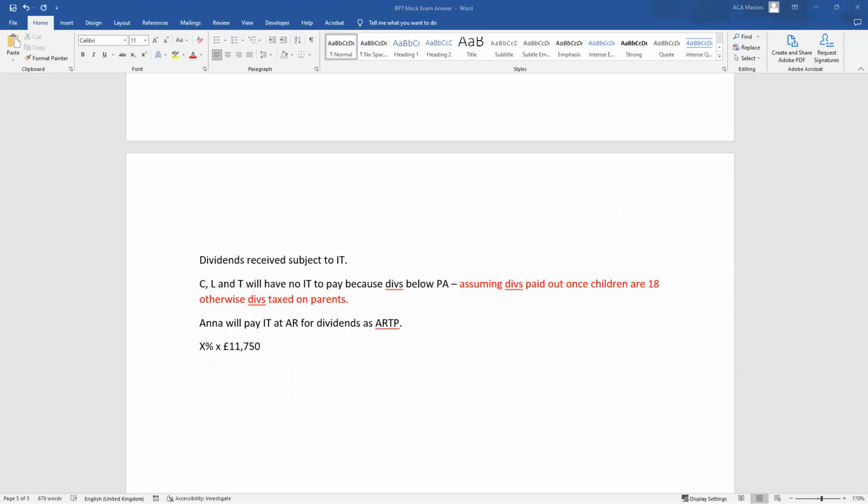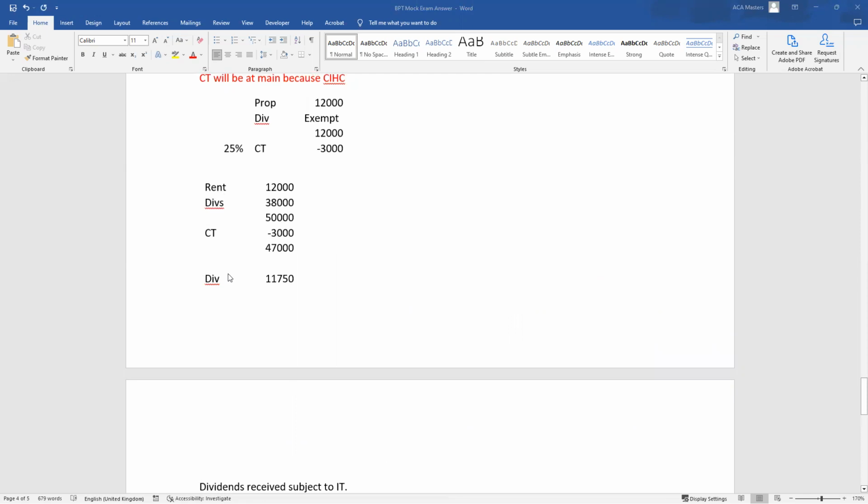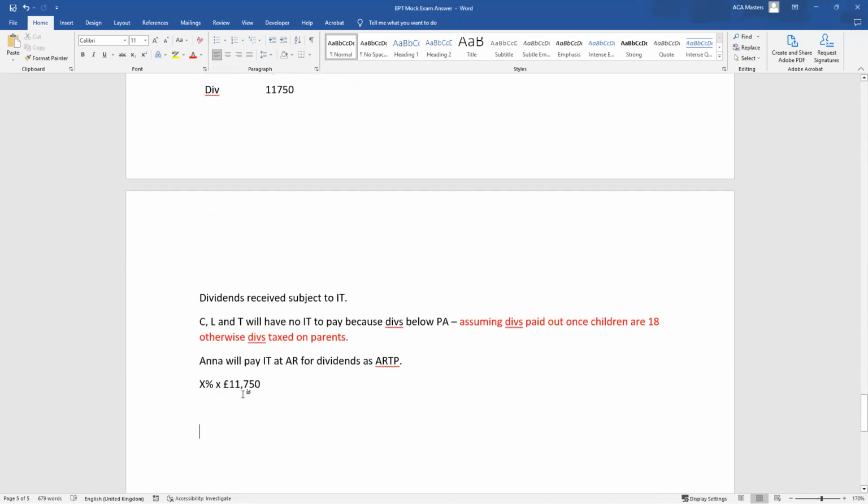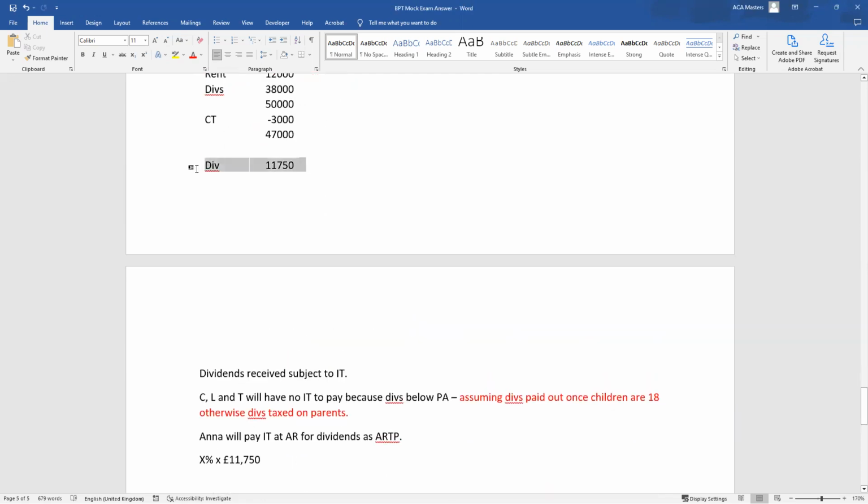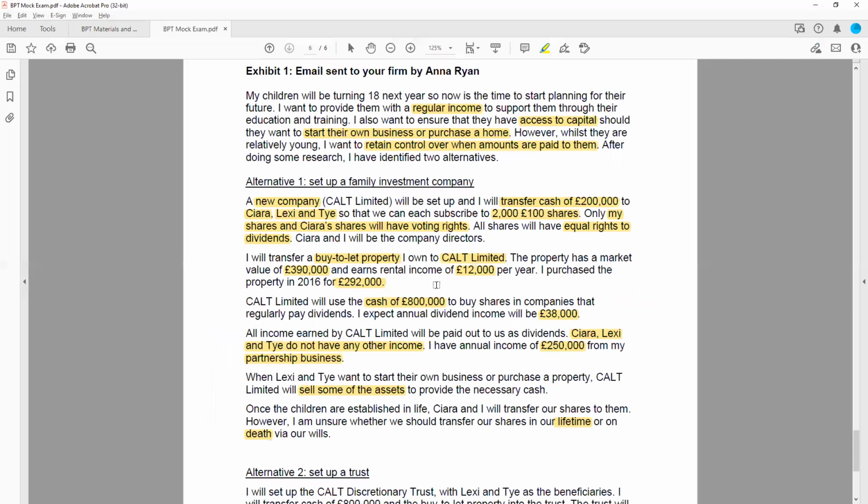I mean, you could even work out, because you've got the amount of the dividend and the tax they'll pay, you could even work out how much cash you'll be left with. I mean, the children, the wife will be left with this amount. Anna herself will be this, minus the tax that she has to pay. We didn't really ask for that, the net amount of cash that they would be left with, but you could mention that.